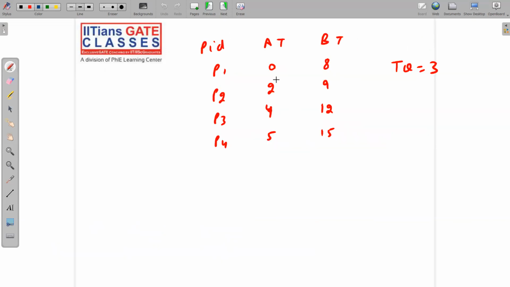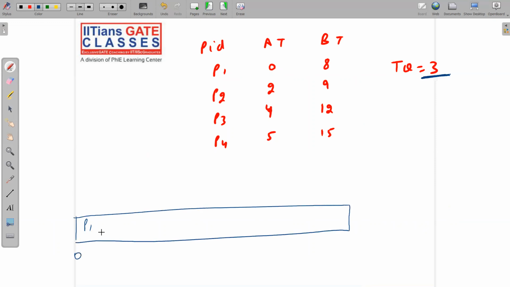But if arrival time is given to us, I cannot make such a cycle. Why? Please have a careful look here. Time quantum is 3. Time quantum 3 means after every 3 units of time, the CPU will be snatched from the process. So at time 0, there is only one choice, that means P1. I'm preparing the Gantt chart. At time 0, there is only one choice, that is P1. So till time 3, P1 will be executed. Now till time 3, what are the choices I have?